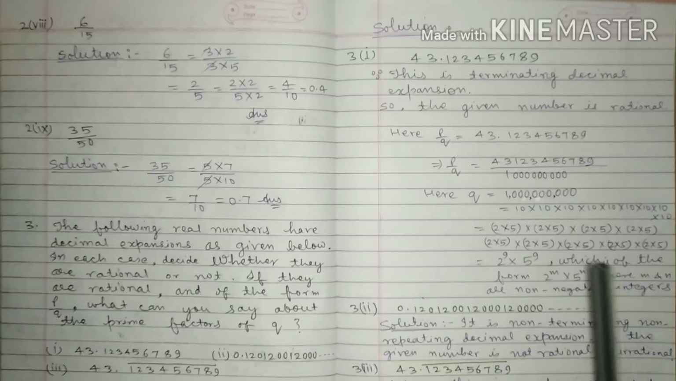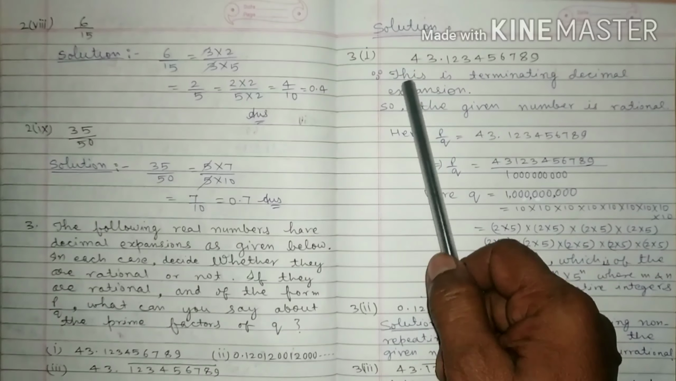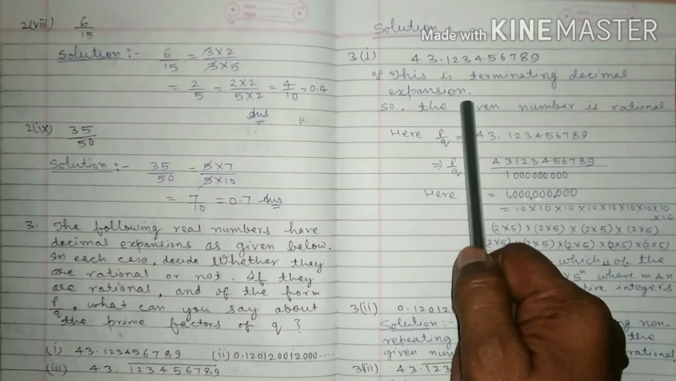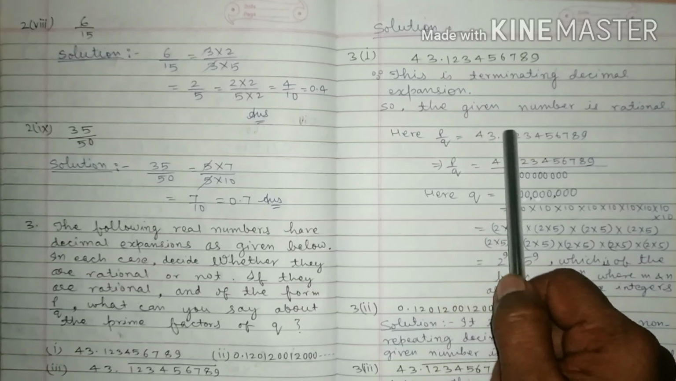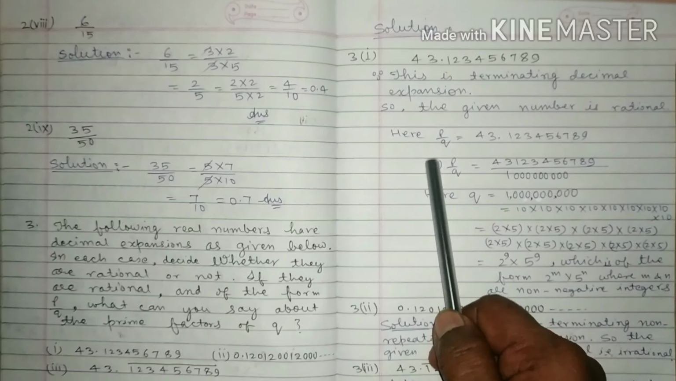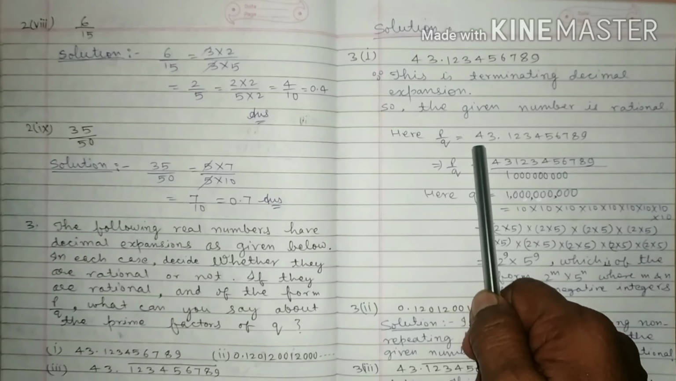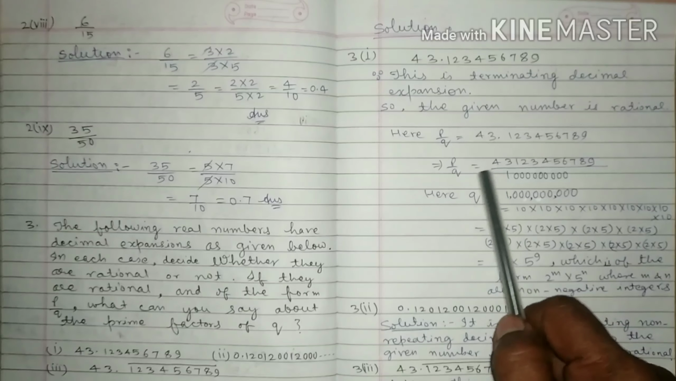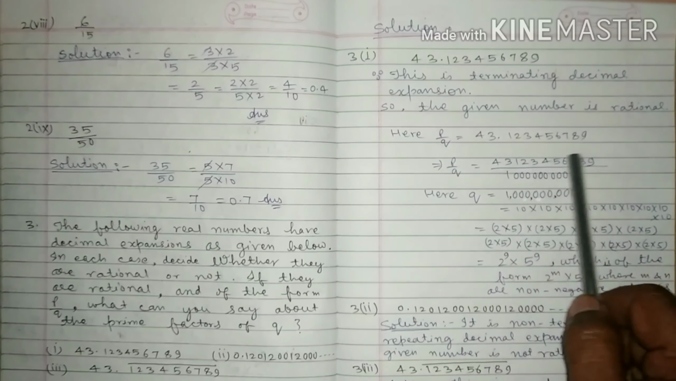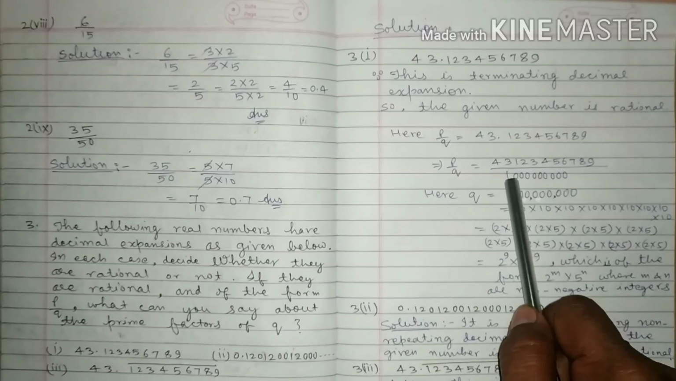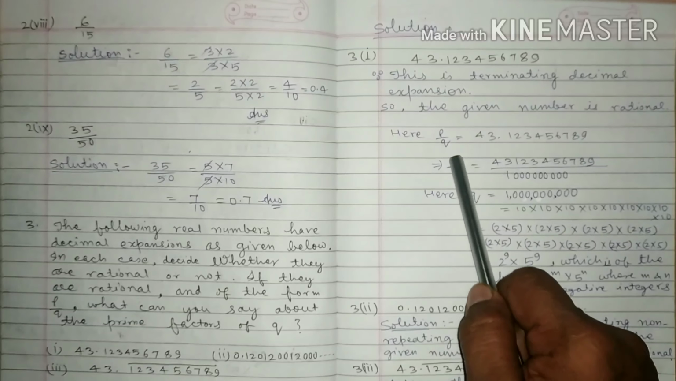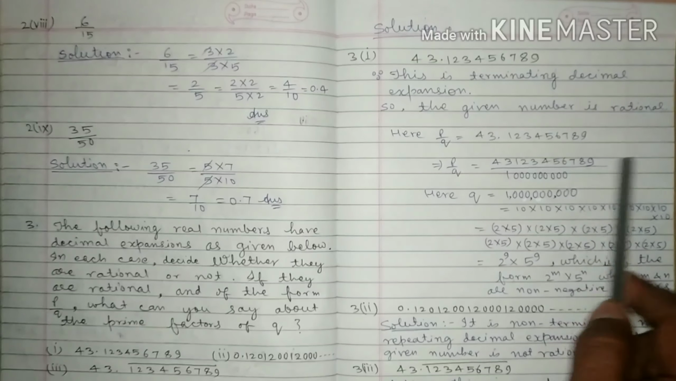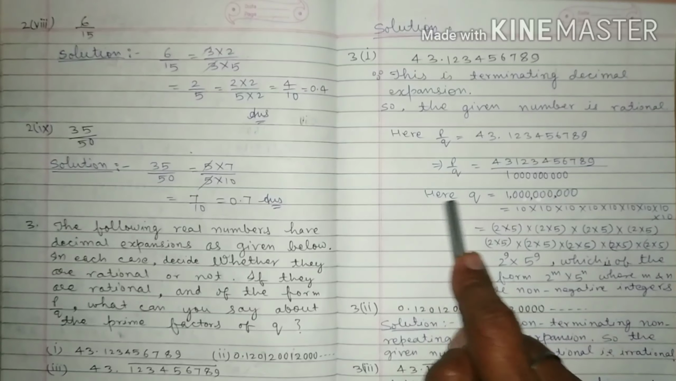Now for the solution of part 1 of question 3, we write 43.123456789. This is a terminating decimal expansion, so the given number is rational. Therefore, p by q equals 43.123456789. We write 1 for the decimal, and since there are 9 digits after the decimal point, we write 9 zeros. So p by q equals 43123456789 divided by 1 billion. Here q is equal to 1 billion.